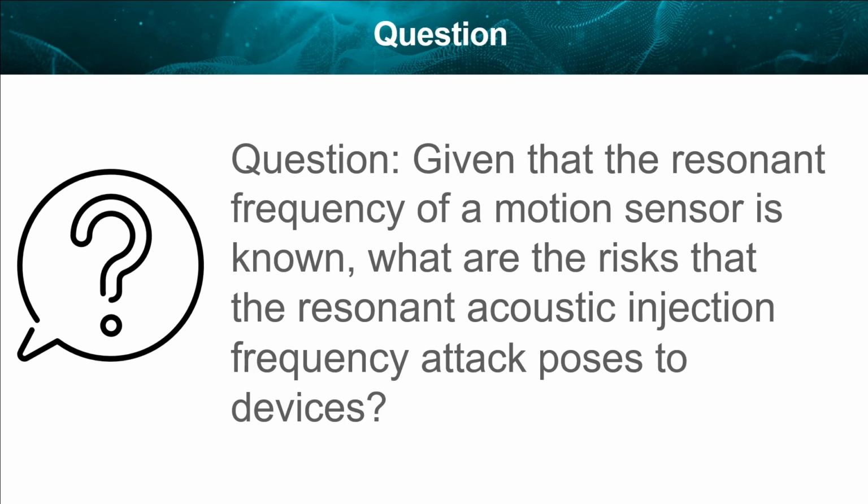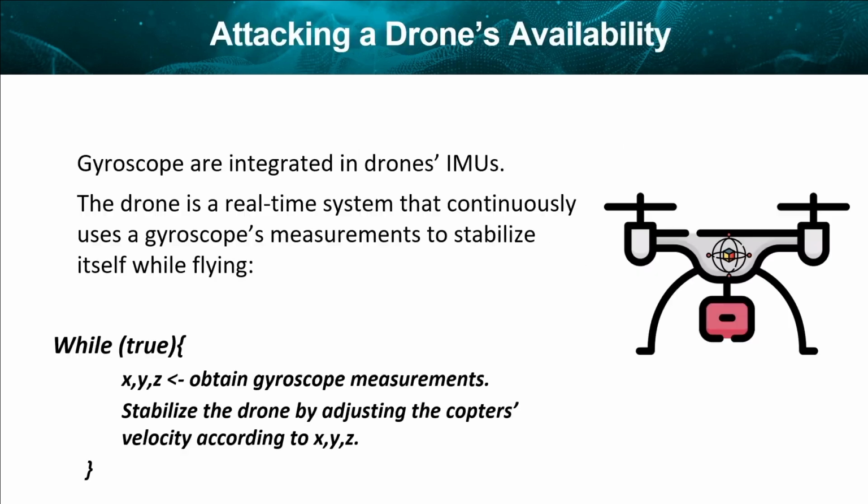Now, here's the question. Given that the resonant frequency of a motion sensor is known, either it was identified or it was known in advance, what are the risks that the resonant acoustic injection frequency attack poses to devices? And I would like to start by introducing an interesting attack.